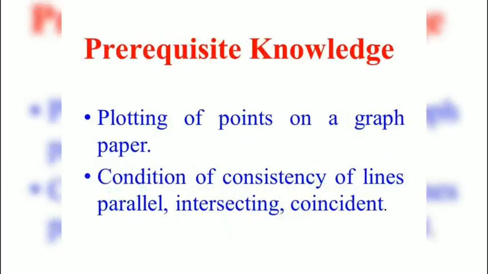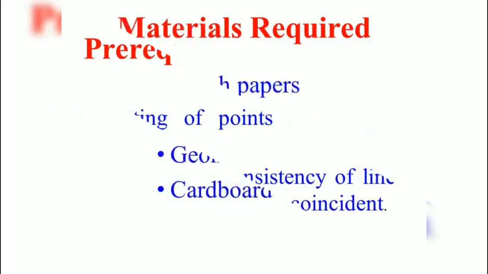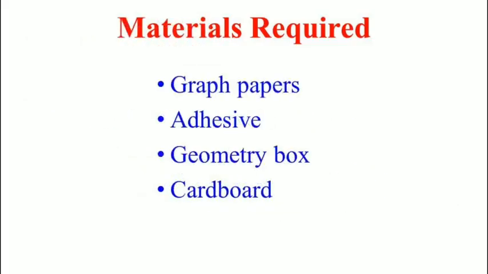The prerequisite knowledge for this activity is plotting of points on graph paper and the conditions of consistency of lines: parallel, intersecting or coincident. You should have knowledge about them. The materials required for this activity are graph papers, adhesive, geometry box and cardboard.